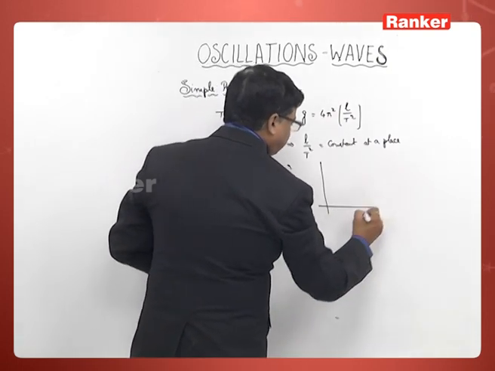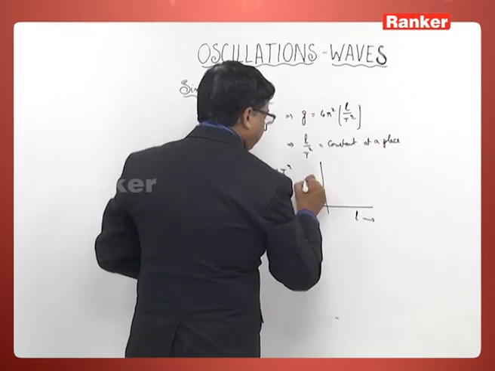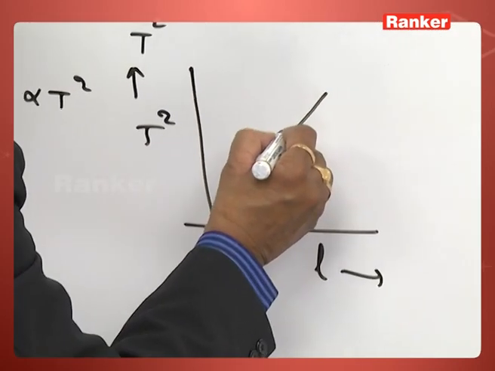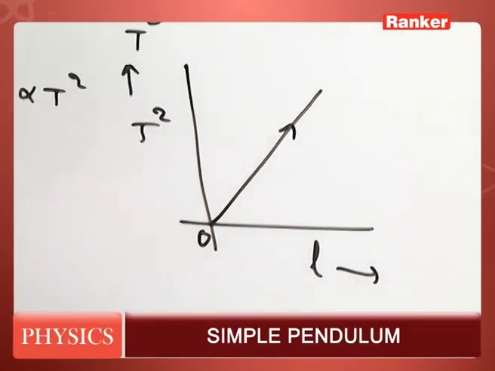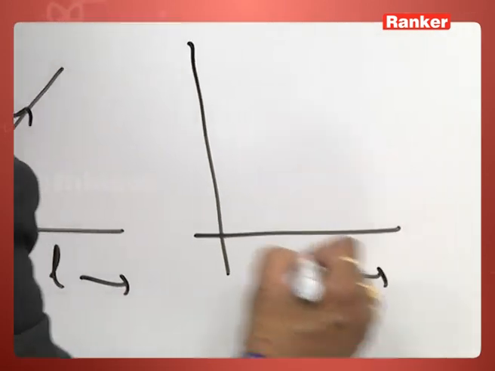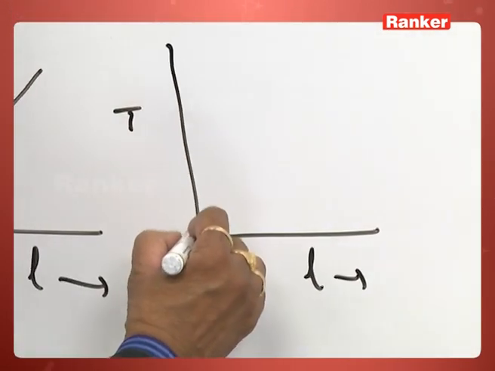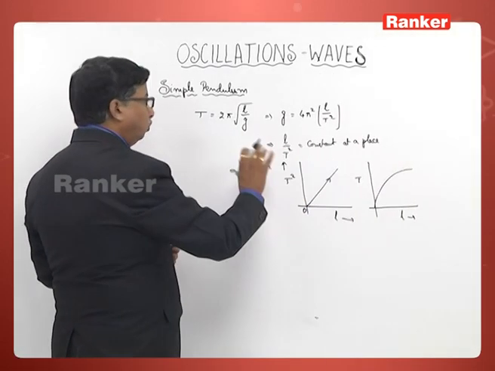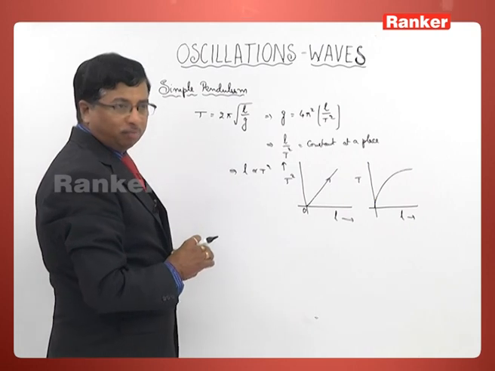So, when I plot a graph between L and T square, I will get a straight line passing through the origin. Not only that, when we plot a graph between L and T, we will get a curve like this. That is one zone which we have to concentrate on.